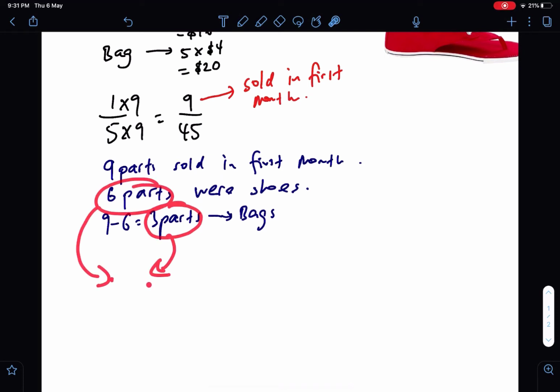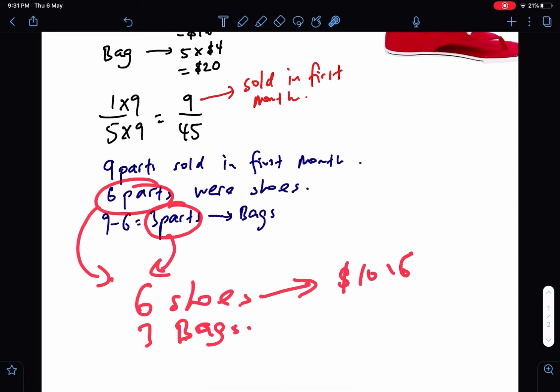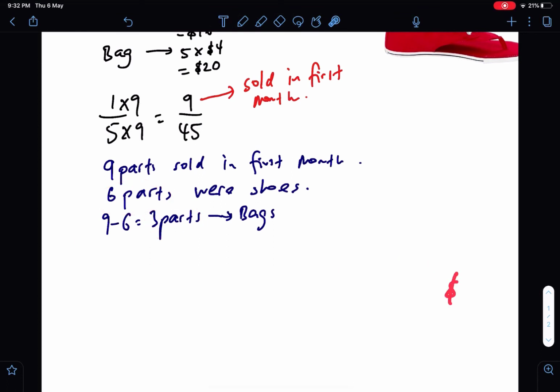But the challenge is that I know it's not just 6 shoes or 3 bags. Because if it's just 6 shoes, it will be $16 times 6, and plus the 3 bags, $20 times 3. If you add this up, you will not get 1092. You will not get that. So from here onwards we need to use grouping.